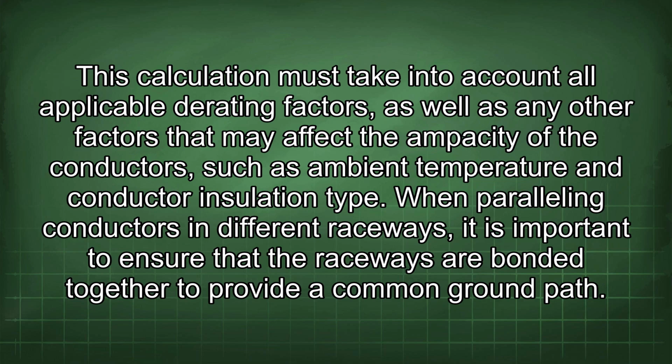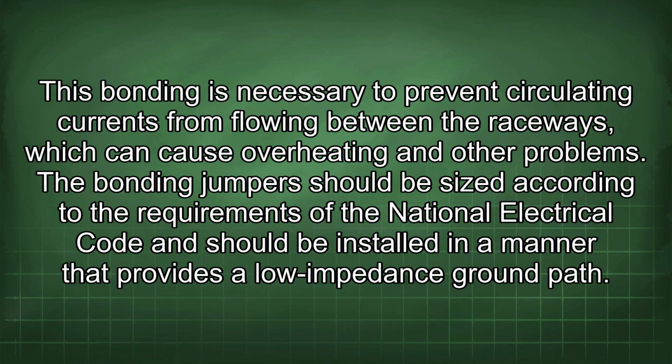When paralleling conductors in different raceways, it is important to ensure that the raceways are bonded together to provide a common ground path. This bonding is necessary to prevent circulating currents from flowing between the raceways, which can cause overheating and other problems. The bonding jumpers should be sized according to the requirements of the National Electrical Code and should be installed in a manner that provides a low impedance ground path.